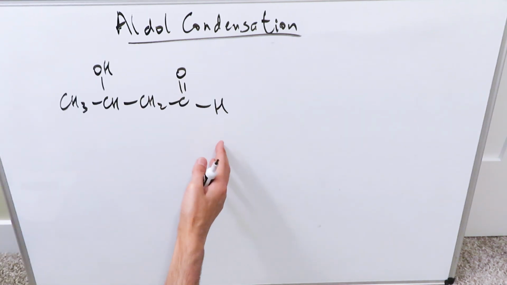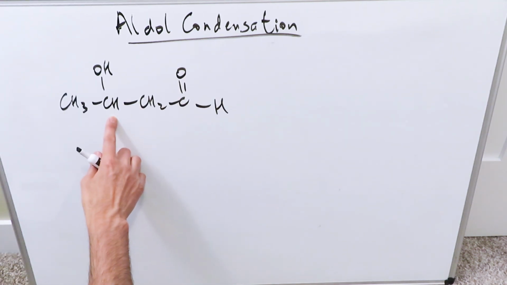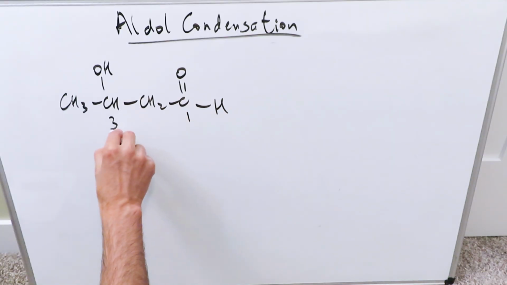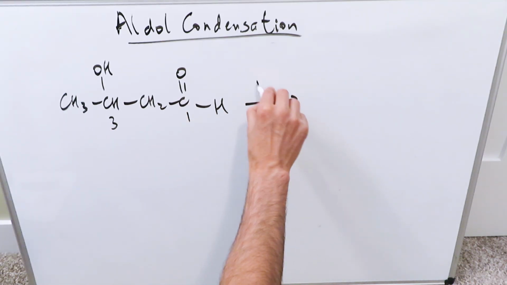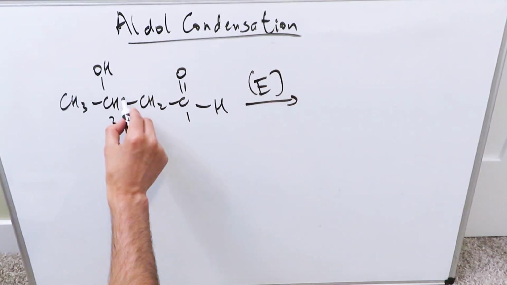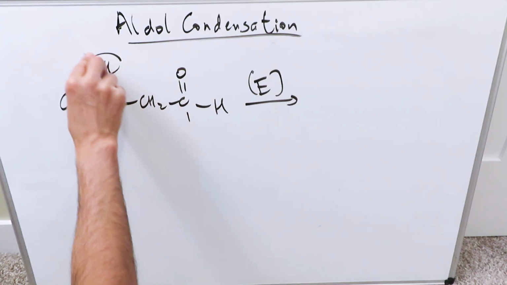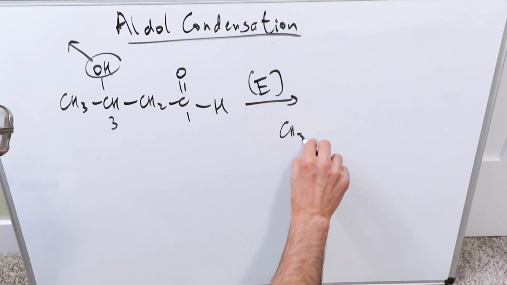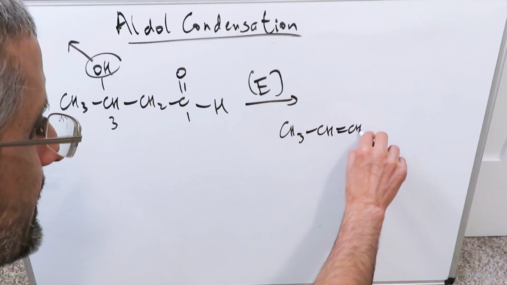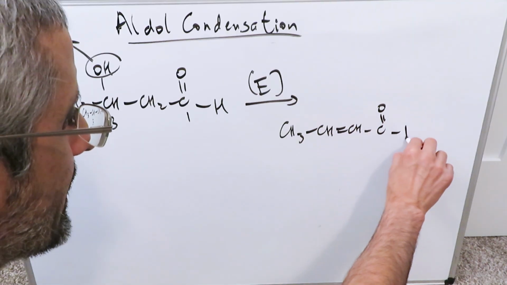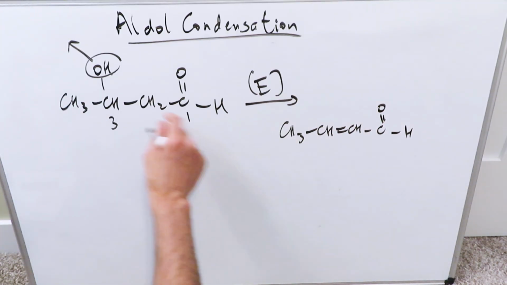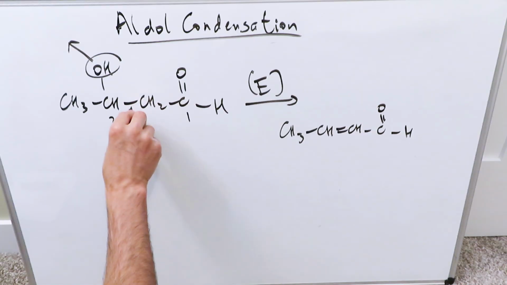Our aldol condensation mechanism ended with the generation of 3-hydroxy butanal. That's what it was. If you take this to an elimination reaction, you can form a double bond here. You can eliminate this and form what will be CH3, CH double bond CH, C double bond O, H. You know this is a result of an elimination of the hydroxyl. You're forming a double bond over here.